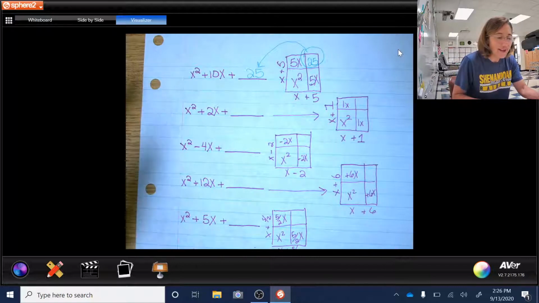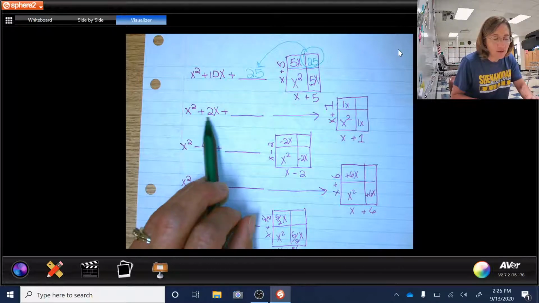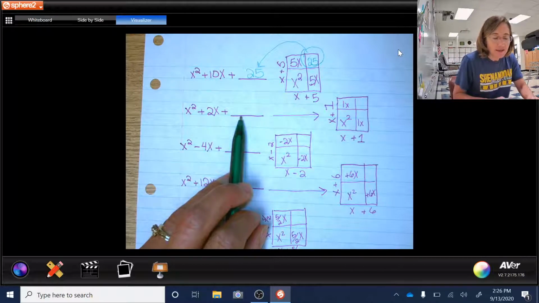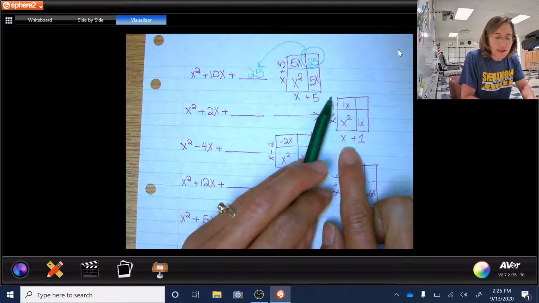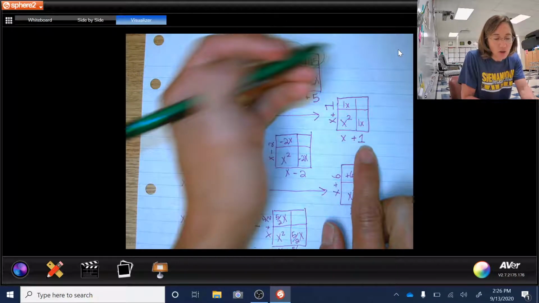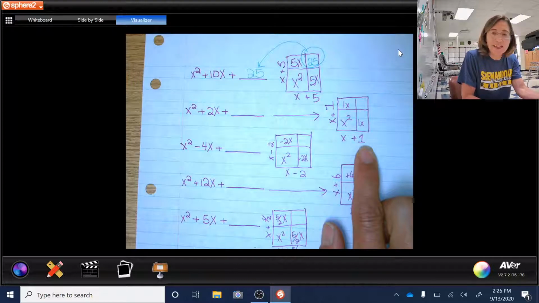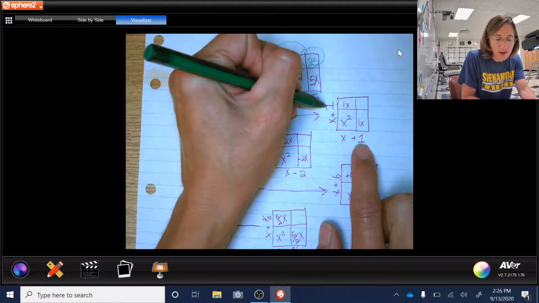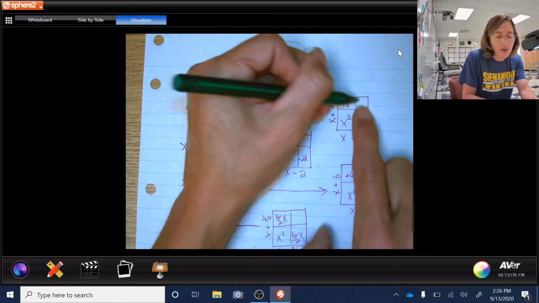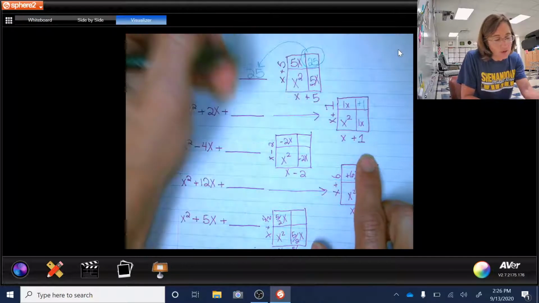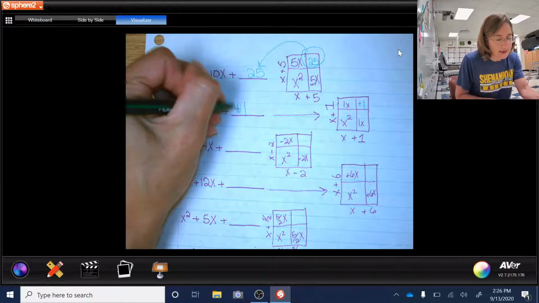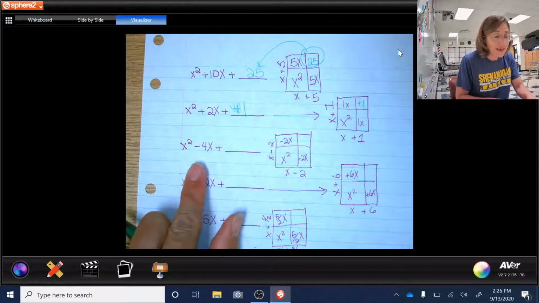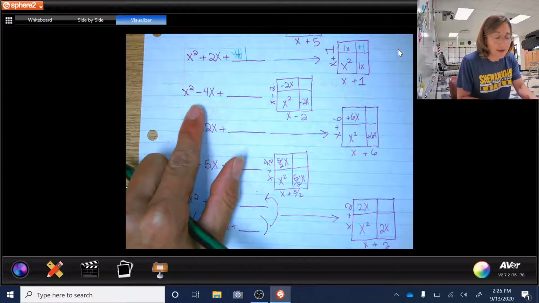All right, I'm back. I've got some diagrams that were drawn out to help you with this. So for the x squared plus 2x plus something, I have this square drawn out here. Notice the length and the width match. So this box that will complete that square, it is 1 times 1, length times width, so that would be 1. So 1 is what would complete that square.